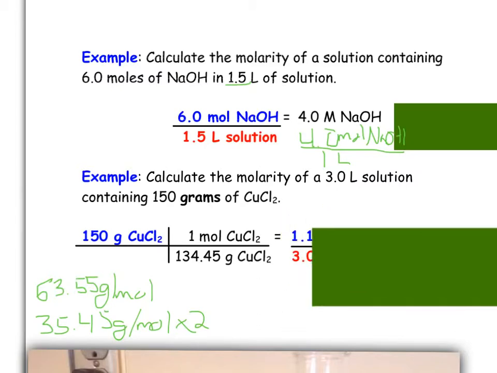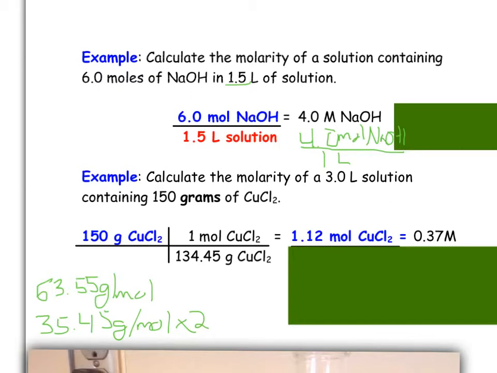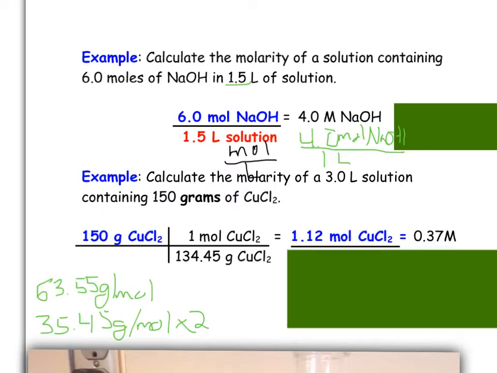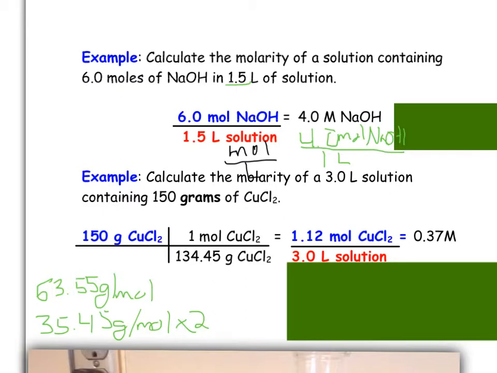So that means that in there we have 1.12 moles of copper chloride, and we know that molarity is equal to moles per liter. So following our units, we're going to take the moles of copper chloride we have divided by the 3 liters of solution that we have. It tells us that we have 3 liters of solution that it is dissolved in, and we see that we would create a 0.37 molarity copper chloride solution.